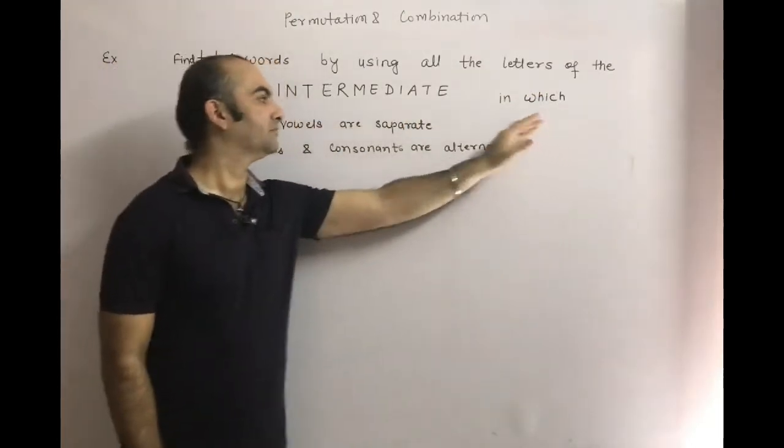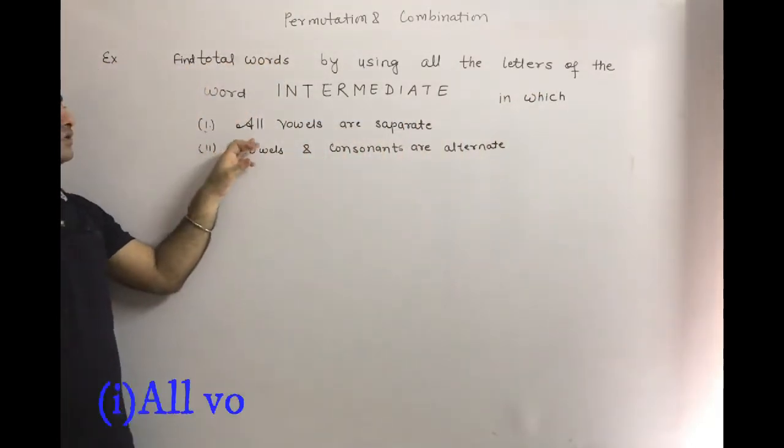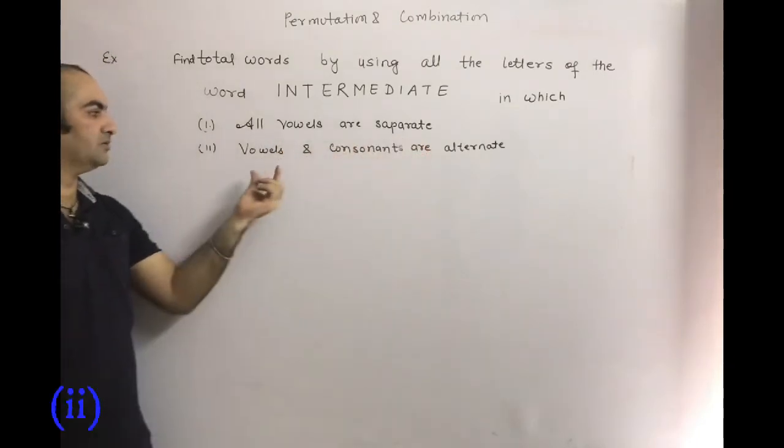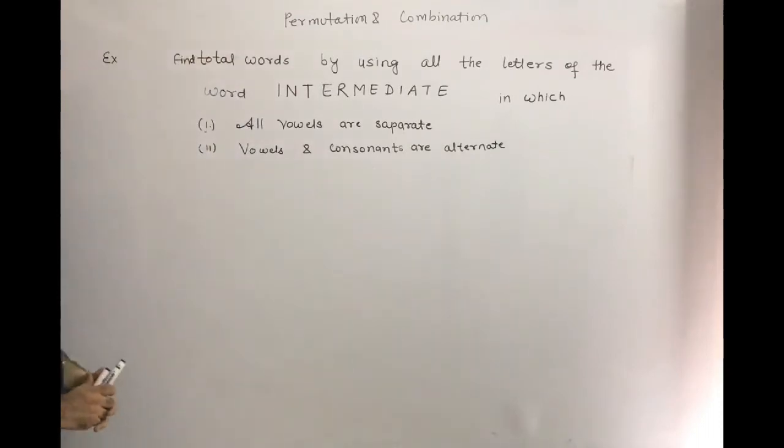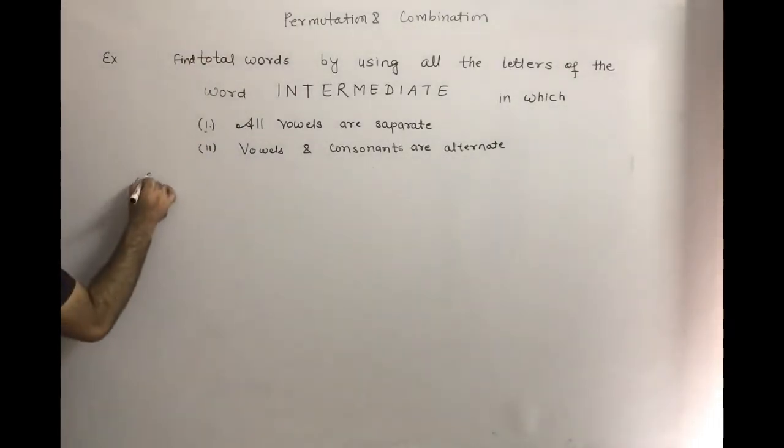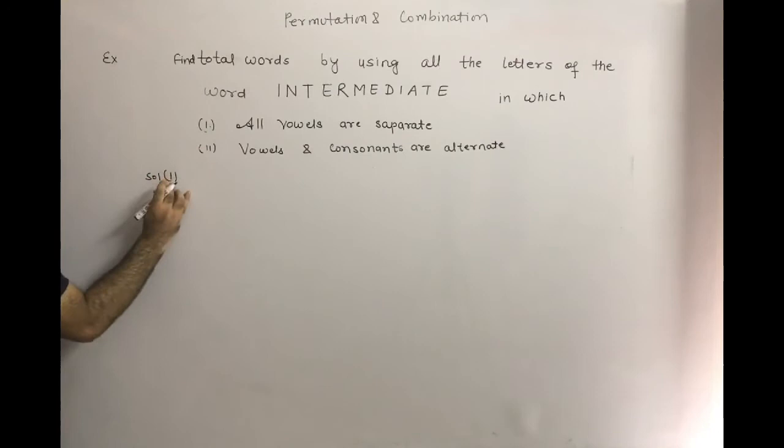Next problem is: find total words by using all the letters of the word INTERMEDIATE, in which there are 2 problems. The first problem is: all vowels are separate, and the second problem is: vowels and consonants are alternate. So these 2 problems we have to solve. Now the solution. First we are solving the first part.